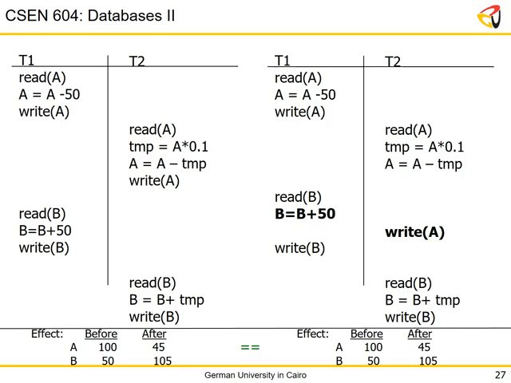context switch happened after B equals B plus 50, to enable me, or consequently I will do in T2 write A, and then a context switch happens again to write B, and then a context switch happens again to read B in T2. But then I'm reading now the new value of B, so everything works as expected.